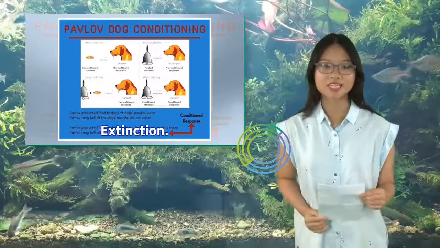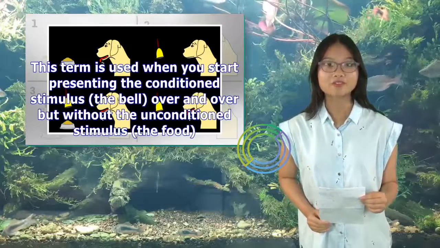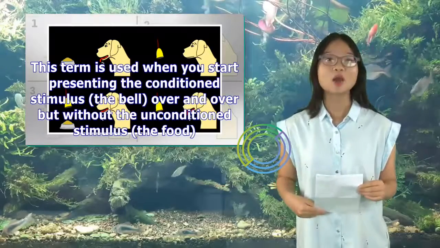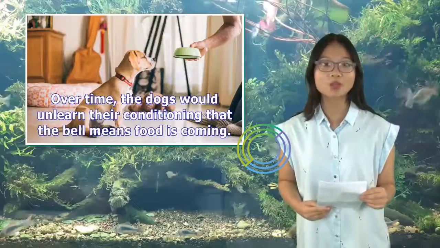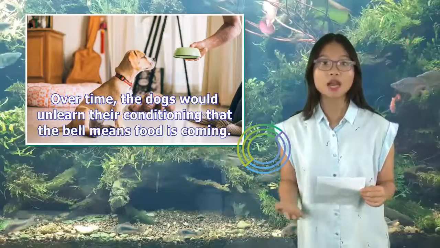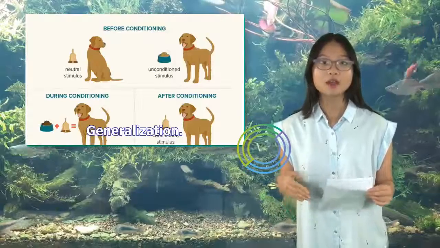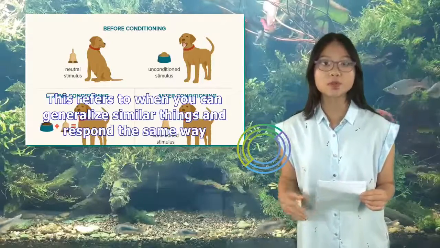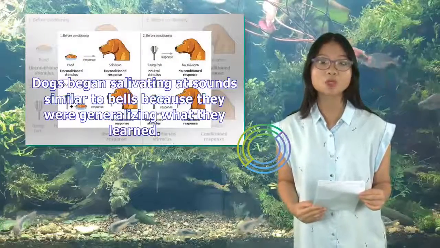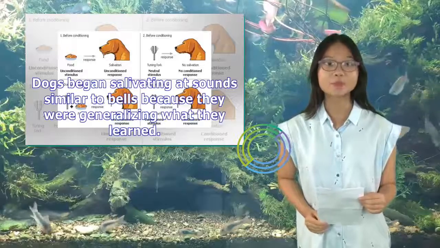Extinction. This term is used when you start presenting the conditioned stimulus, the bell, over and over but without the unconditioned stimulus, the food. Over time, the dogs would unlearn their conditioning that the bell means food is coming. Generalization. This refers to when you can generalize similar things and respond the same way. Dogs began salivating at sounds similar to bells because they were generalizing what they learned.